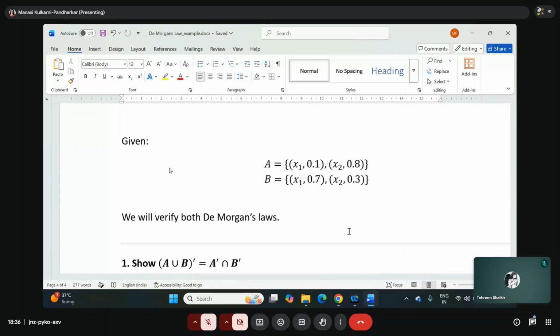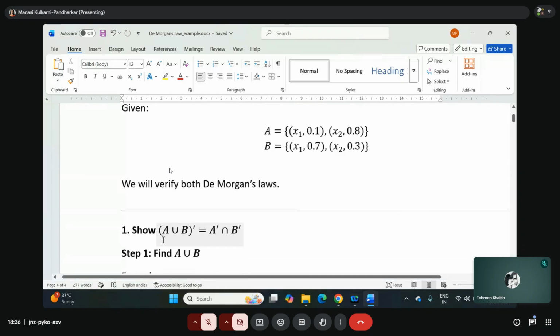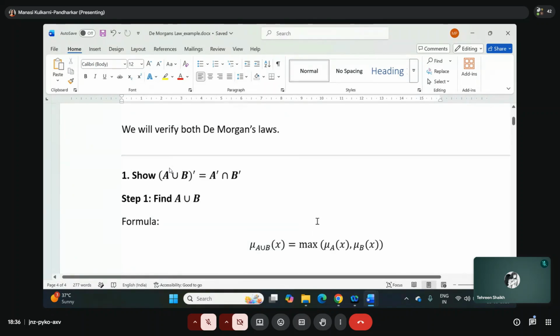Let's see. So let's go for now another type of problem that we need to solve based on the fuzzy set, okay? And it's called De Morgan's law. So already we know what you mean by De Morgan's law. The only thing is we need to apply it on the fuzzy relations, okay? So what we need to show is A union B का complement is equal to A's complement intersection B's complement. This we have to prove. Am I right? Are you getting my point?